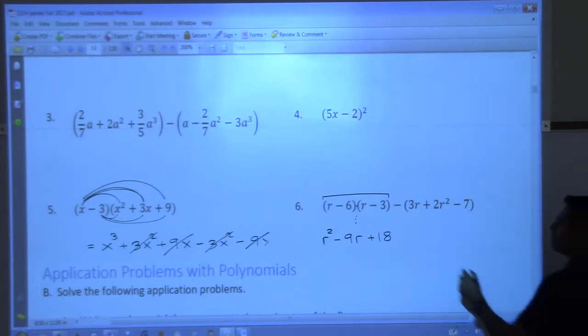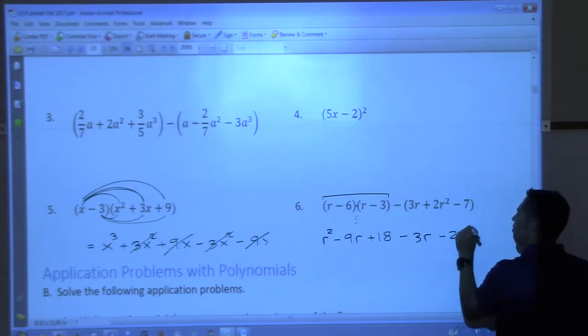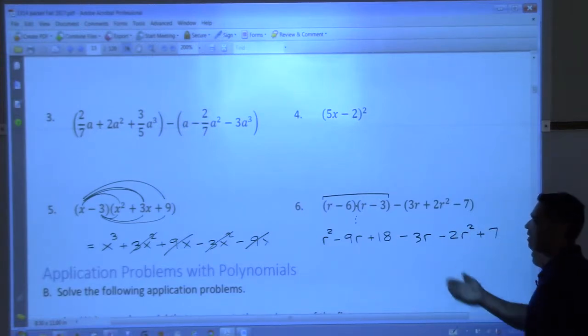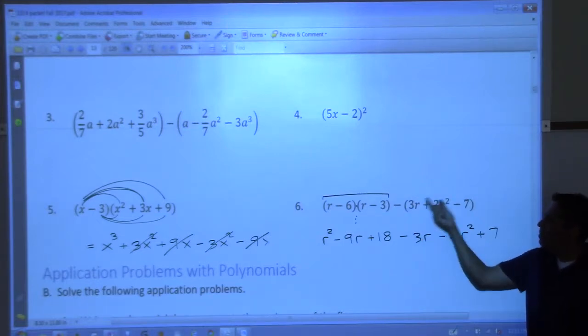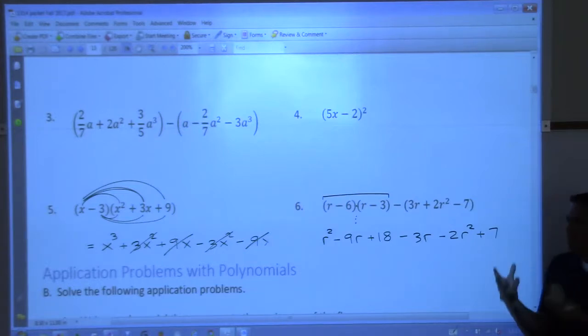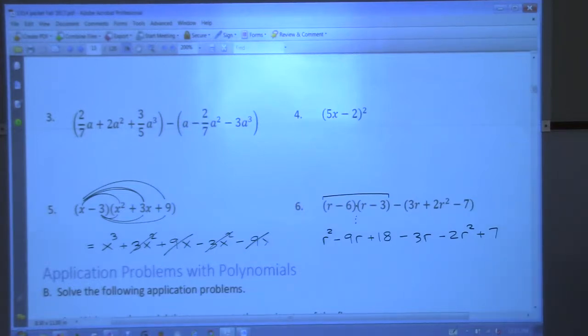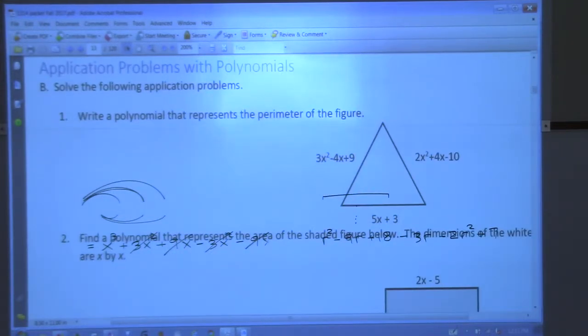And then we still have minus 3r minus 2r squared plus 7. So over here on this, I've kind of jumped a step ahead. I went ahead and distributed the negative through, and it changed the signs of everything. And now I collect like terms. And I'll just stop there. That okay? Y'all take that the rest of the way?